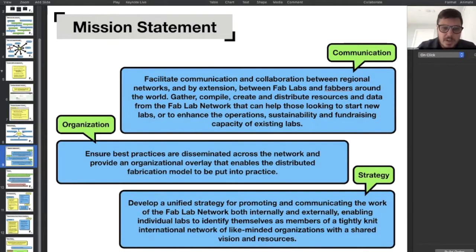And then the last part is more from the strategy point of view, to develop a unified strategy for promoting and communicating the work of the Fab Lab network, both internally and externally, enabling individual labs to identify themselves as members of a tightly knit international network of like-minded organizations with a shared vision and resources. So a lot of times when we go and talk to larger organizations, companies, governments, they're first of all really excited and really impressed about how many labs we have, right? Oh my God, there's 1,500 labs. That's amazing.